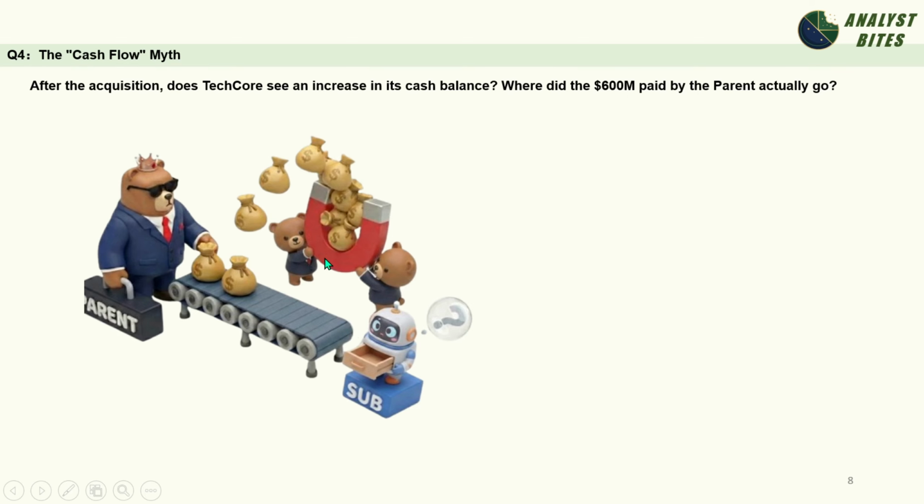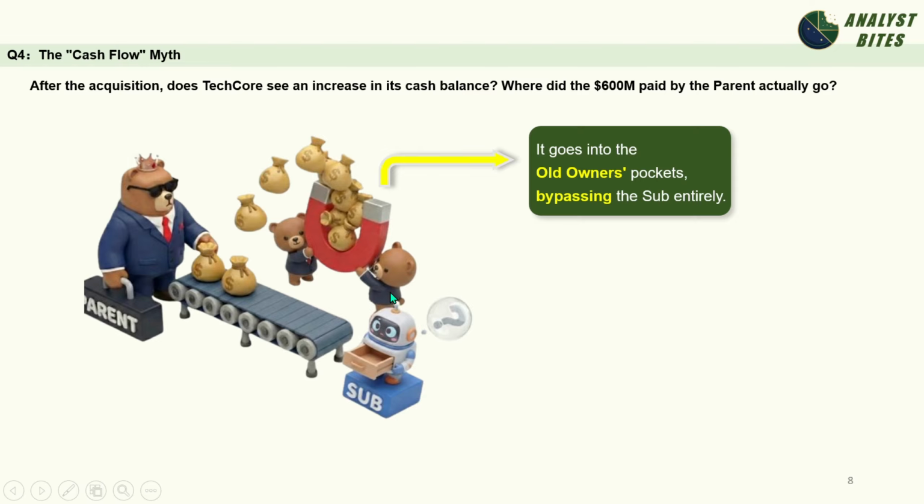Look at the red magnet. That money went directly to the old shareholders. It's a deal between owners. The parent gives cash and the old shareholders give up their stock. The money stays between people. It never enters the company itself. This is why the subsidiaries' cash doesn't change. Remember, the shareholders are not the company. If you understand this boundary, you will never get confused again.